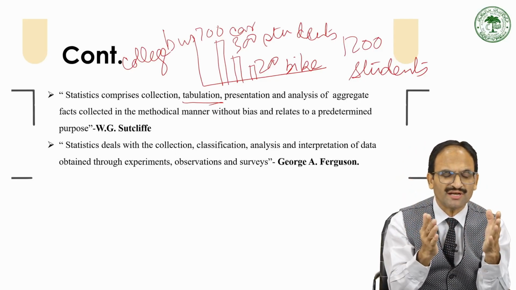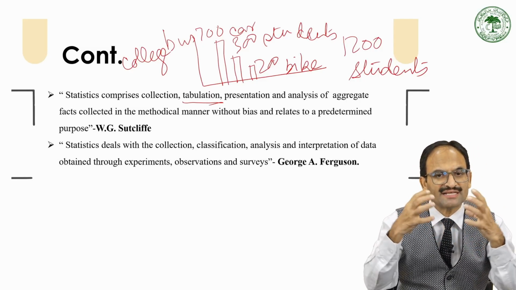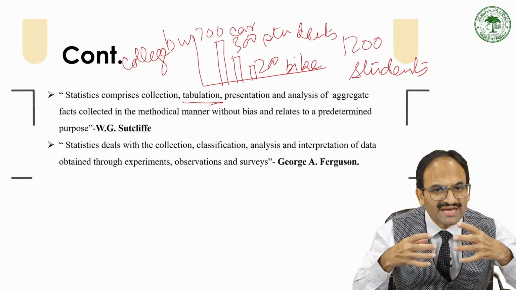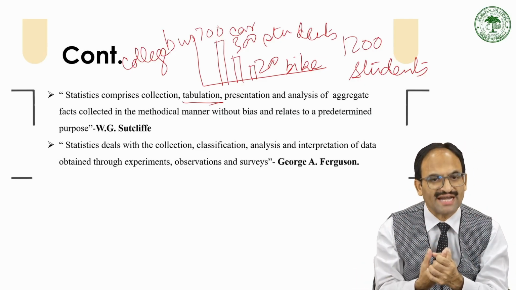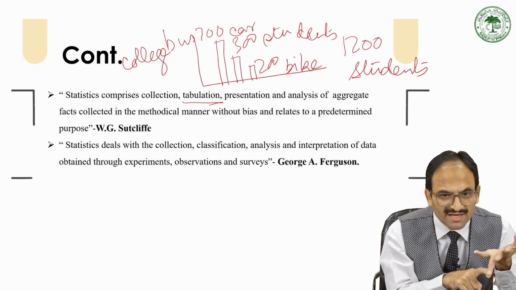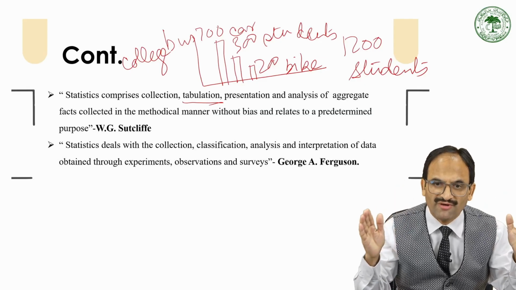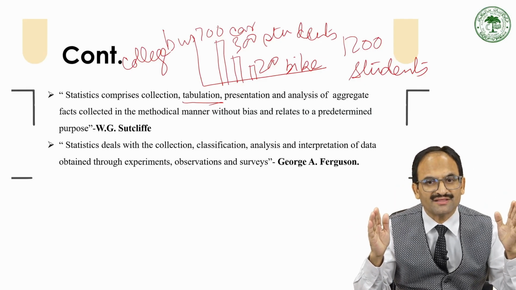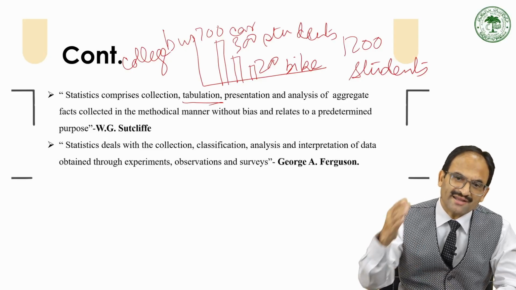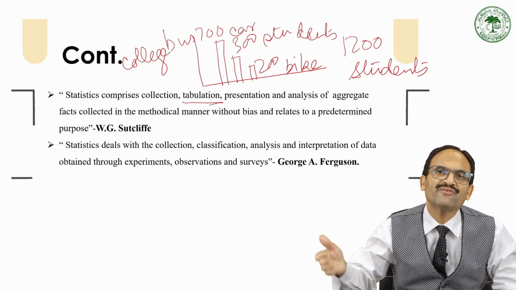So, in tabulation what do we do? We make the data in some presentable form. We classify certain kind of data. So, first we collect the data, we tabulate the data and then we present it in some presentable forms and then we do the analysis. Already I have explained how we do the analysis and there are so many ways of analysis.